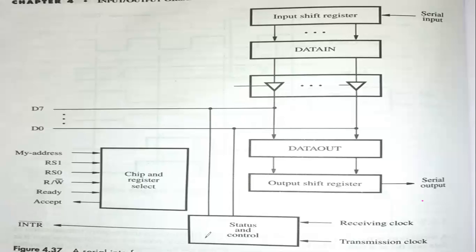Through which we can raise an interrupt request towards the processor, using status and control. Then the receiving clock and transmission clock, we'll explain what exactly they are. Then here we have chip and register select. So here we are mentioning two registers, RS1 and RS0. Then for the particular address, for the decoding section, we are using read bar write control as usual. Ready, okay. So this is the master ready. Remember, don't get confused. It is master ready.